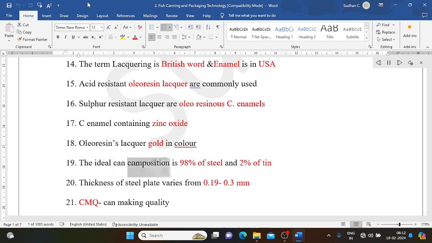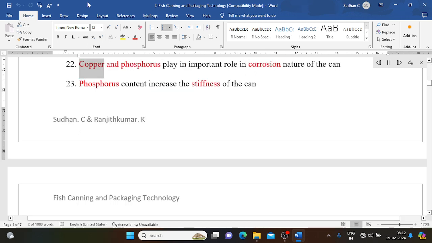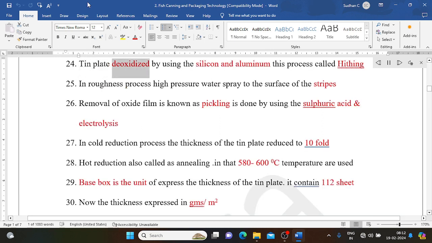The ideal can composition is 98% steel and 2% tin. Thickness of steel plate varies from 0.19-0.3 mm. CMQ, can making quality. Copper and phosphorus play an important role in the corrosion nature of the can. Phosphorus content increases the stiffness of the can. Tin plate is deoxidized using silicon and aluminum, a process called killing.